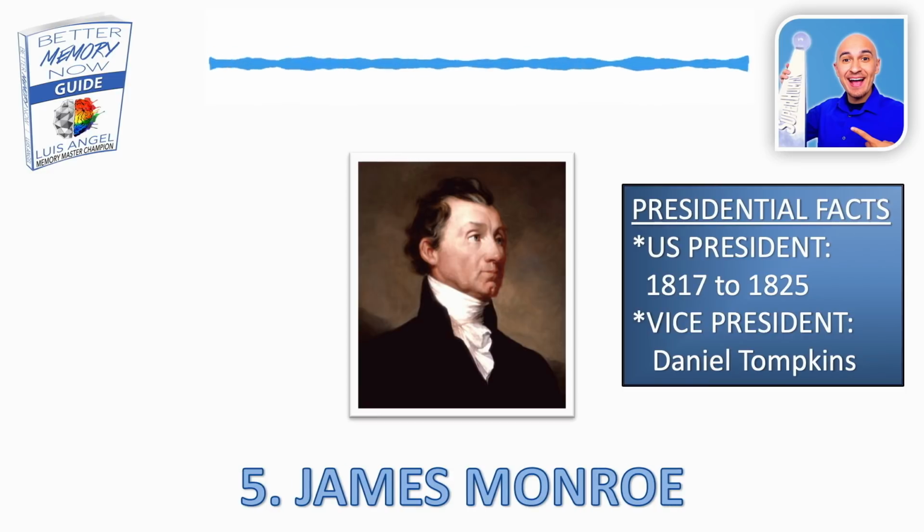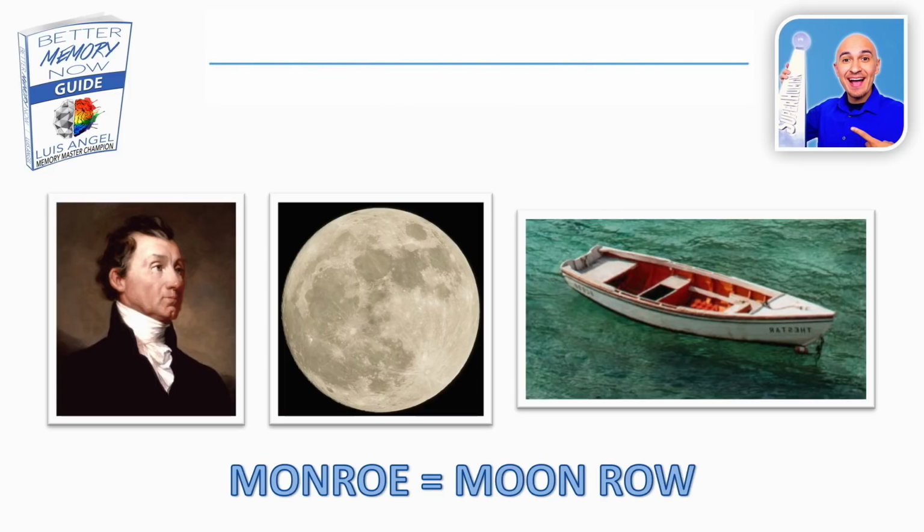The fifth president is James Monroe. He was president from 1817 through 1825. And he had one vice president, Daniel Tompkins. For Monroe, I would picture a moon rowing a boat. Moon rowing, Monroe, moon rowing.